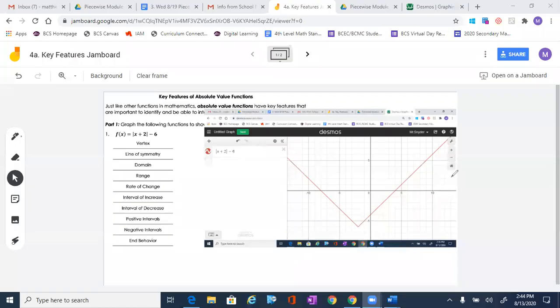The next few videos are going to be about this problem and the requirement for the Jamboard today. You'll notice over here on the left, we've got a list of key features. And over here on the right, we have a graph of the equation or the function that is over there, the absolute value of x plus 2 minus 6.